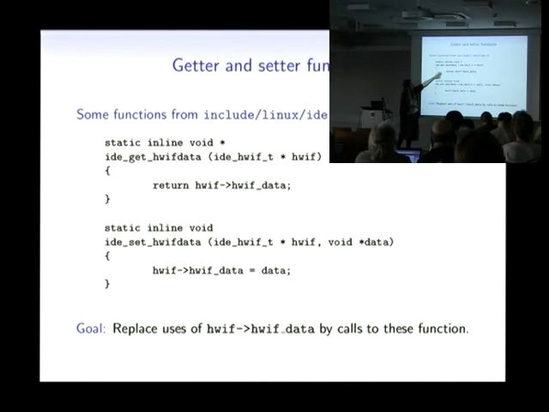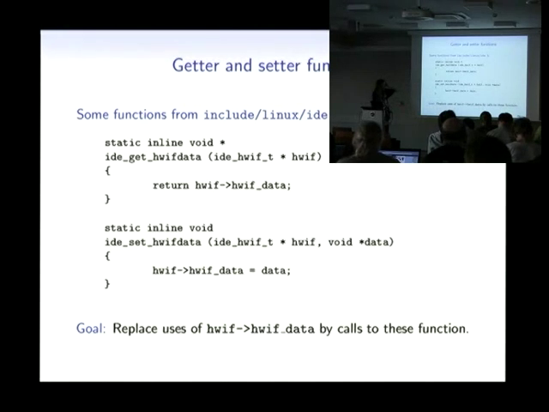Sometimes there are getter and setter functions in the kernel. Sometimes people don't remember to use them, and you have direct accesses to the fields. When I first made some slides like these, about 5 years ago or so, the example was platform get drvdata or something like that, but those have all been cleaned up, so I have to resort to this more obscure one.